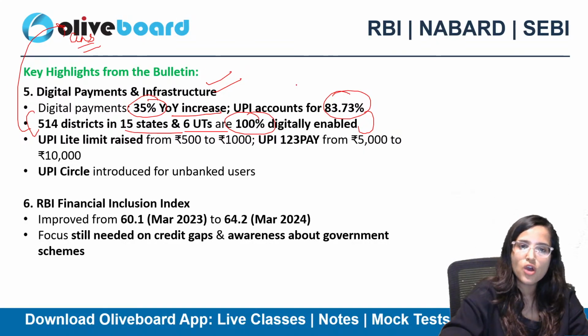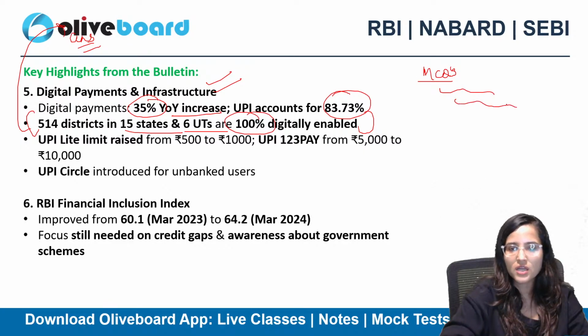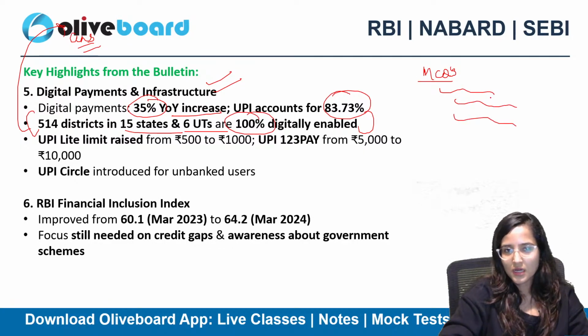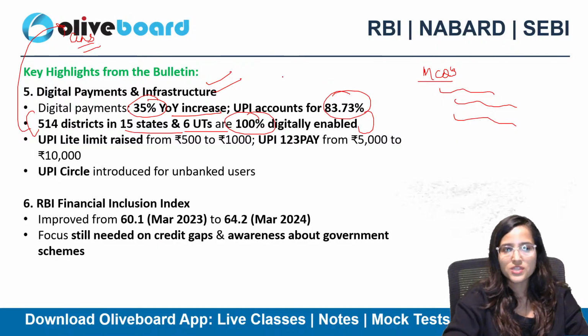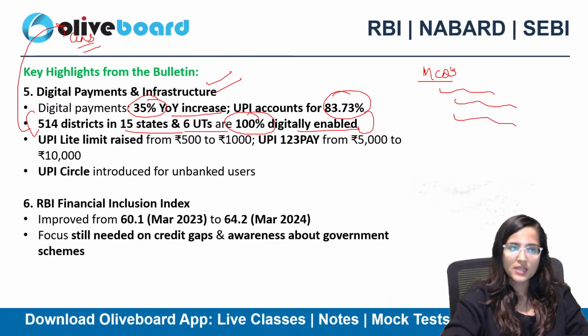And when you get MCQs, in those you can get statements separately, and one of the statements can be that 514 districts in 15 states and 6 UTs are 100% digitally enabled. So if a question comes from this, such a statement can be formed.